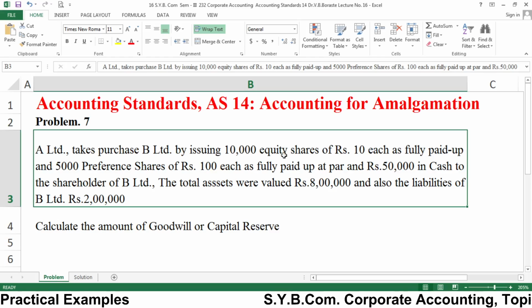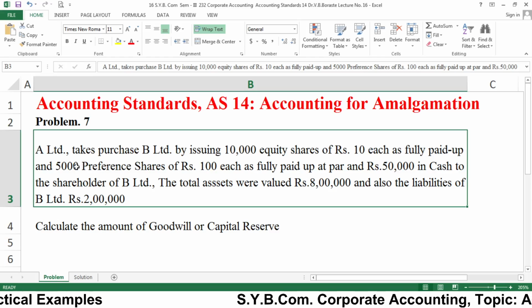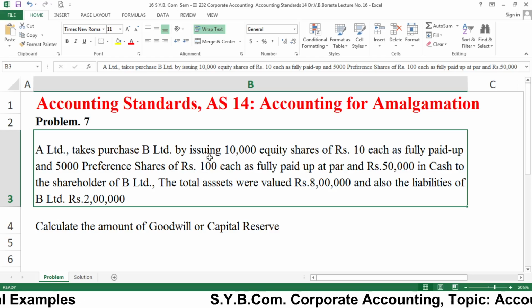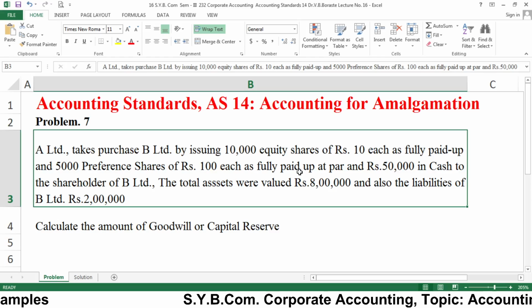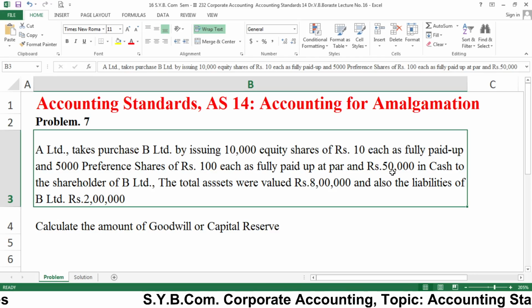At par means at the face value. So here the face value is 10, and in case of preference shares, the face value is 100. So at par we are going to pay the amount to the company, and rupees 50,000 in cash to the shareholders of B limited. So we are going to pay an extra amount of 50,000 as cash.